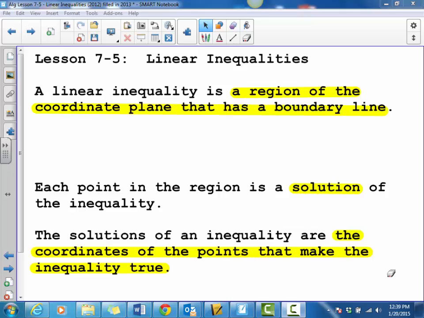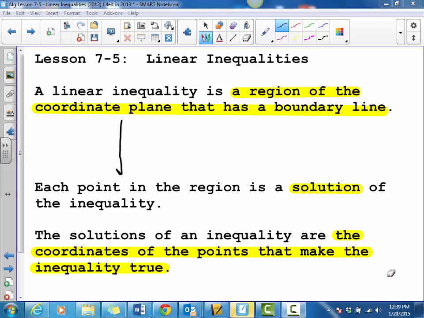All right, today's lesson, lesson 7.5, linear inequalities. A couple of definitions. A linear inequality is a region of a coordinate plane that has a boundary line. So let's look at that.